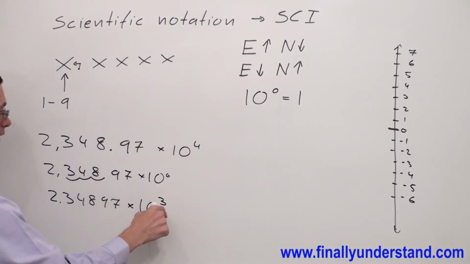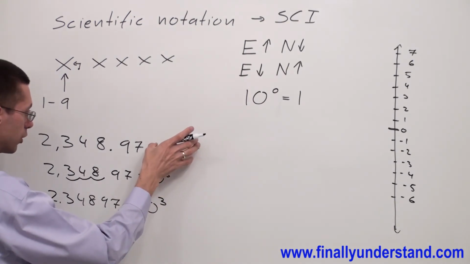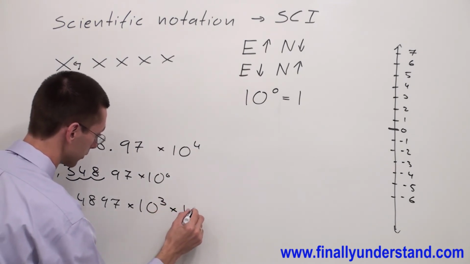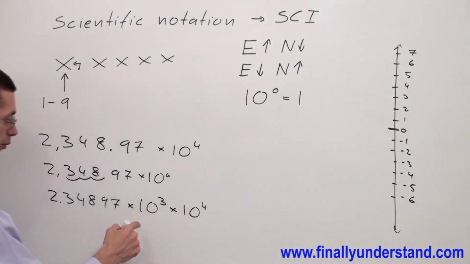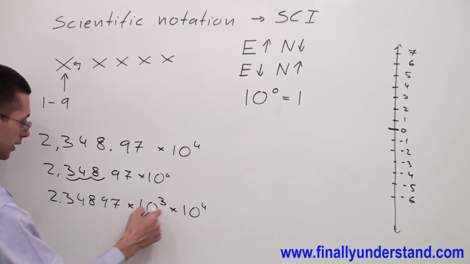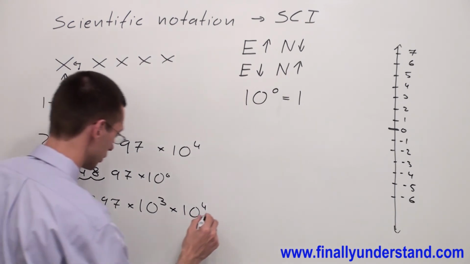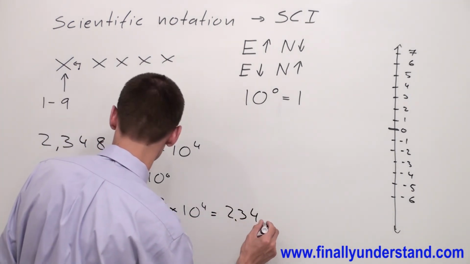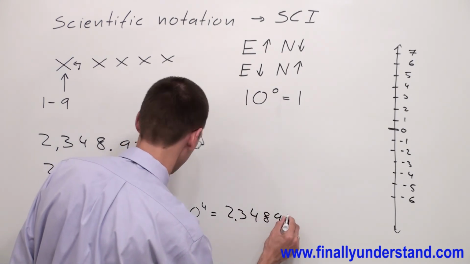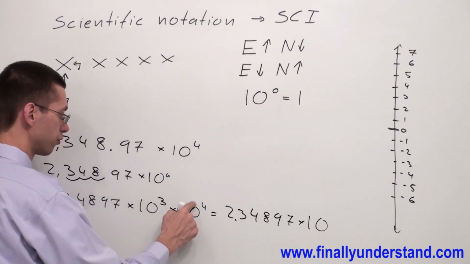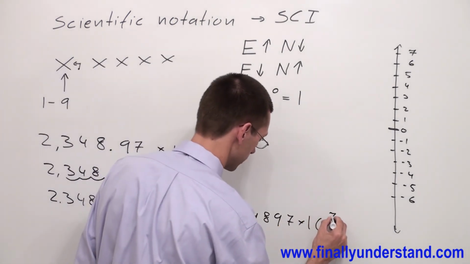Next, you have to take the original multiplier and multiply by whatever you obtain. Remember, anytime we multiply numbers with the same base, we have to keep the base and add exponents. That's why I'm going to have 2.34897 times 10. 3 plus 4 is 7.